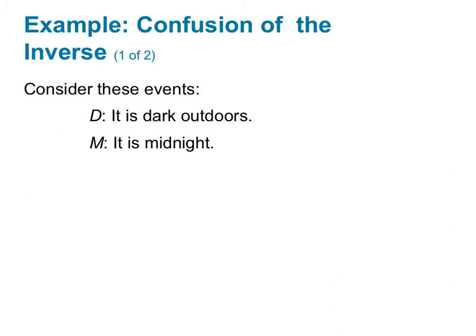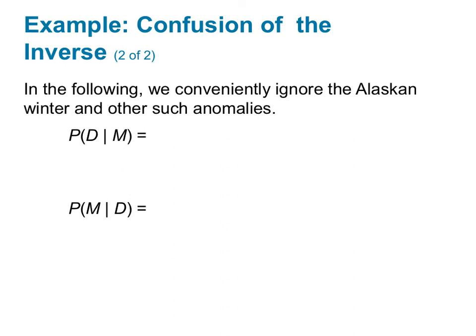Let's consider these events. D is dark outside, and M is it is midnight. In the following, we conveniently ignore the Alaskan winter and other such anomalies. So here we have the probability it's dark given it's midnight. So remember, that means you're first looking at it's midnight, so therefore it is dark, and that probability would be 1. So again, it is certain to be dark outdoors if it is midnight.